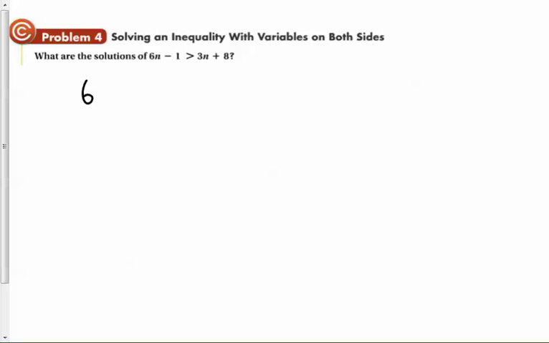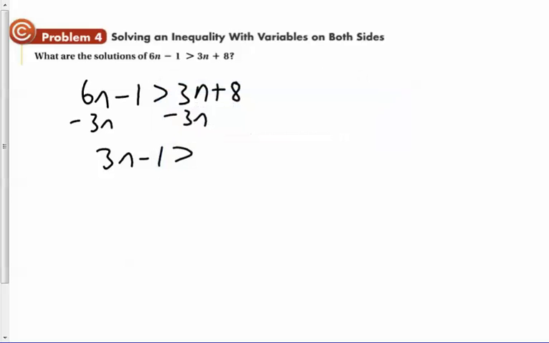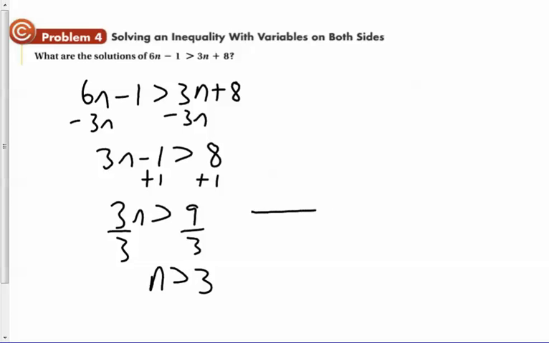So here's one that has variables on both sides. If we just go ahead and look at that old foldable, bring the smaller to the bigger. So I'm going to subtract 3n. I get 3n minus 1 is greater than 8. I'm going to add 1 to both sides. I get 3n is greater than 9. I'm going to divide both sides by 3, and I get n is greater than 3. And if I graph it, it goes that way. So you have a Got It. Why don't you pause the video and do it, and I'll see you here in a minute.